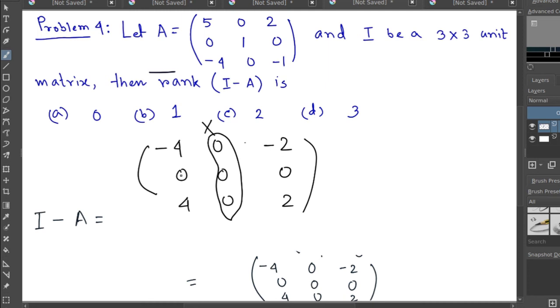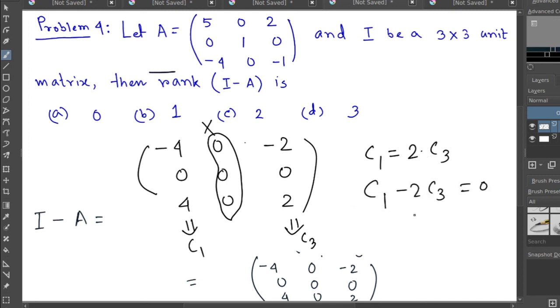Now say this is the first column, that is C1, and let's say this is the third column, and let's identify it as C3. You can easily see C1 can be written as 2 times C3. You just multiply this third column by 2 and you will get back the first column. So C1 and C3 are linearly dependent, because C1 minus 2C3 is 0.